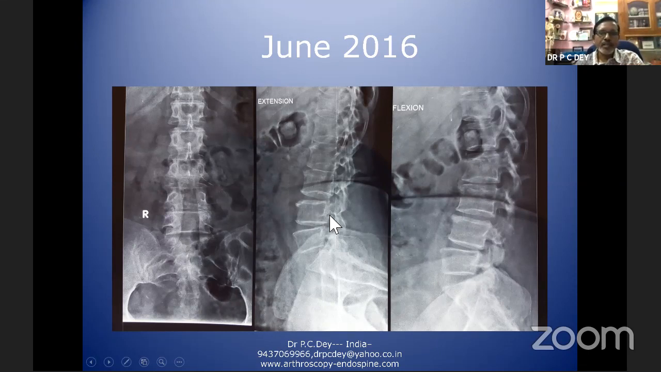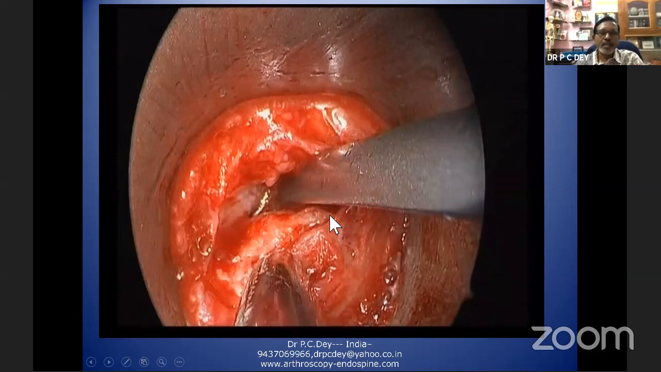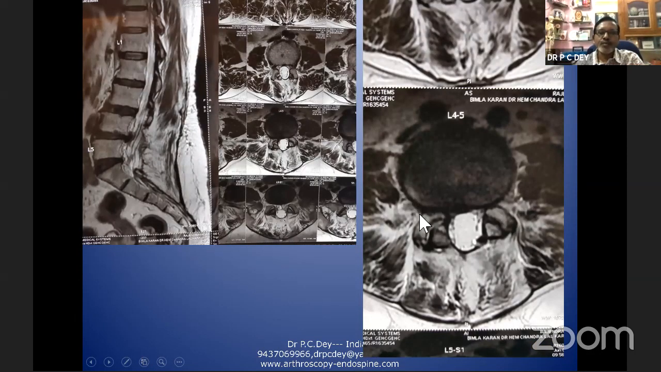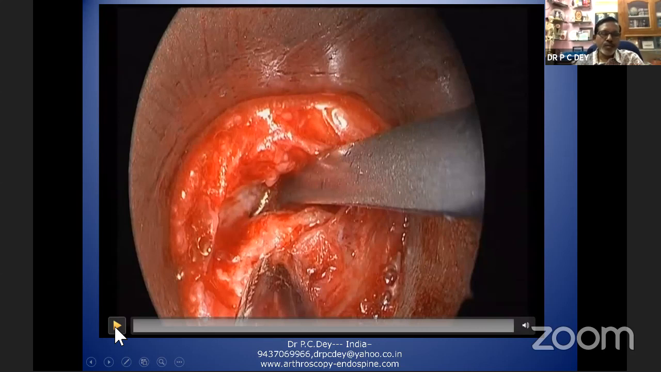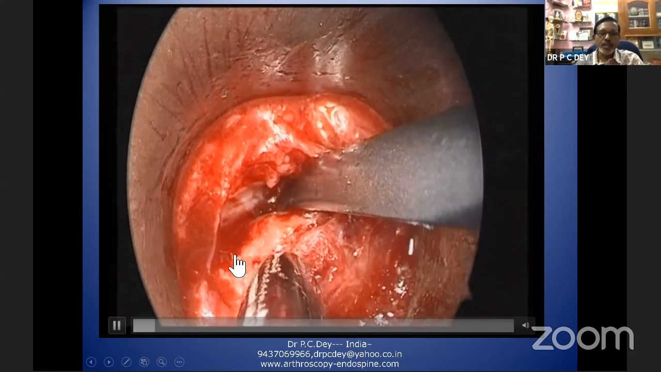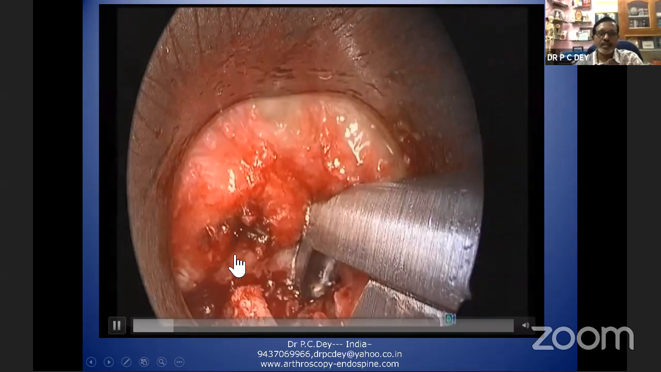And after that, we did the MRI and contrast MRI. You find out there is an L4, L5 right side disc herniation. There's a recurrence of the disc. And then we thought about the endoscopic technique. This is the way we are dealing with it, because there was no lamina. We directly docked the instrument on this facet.